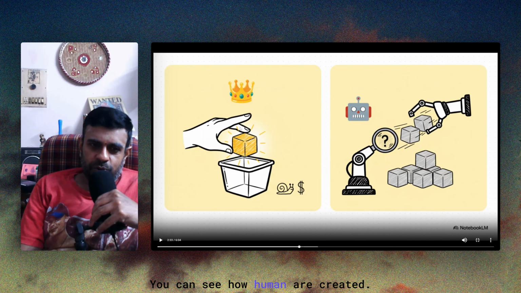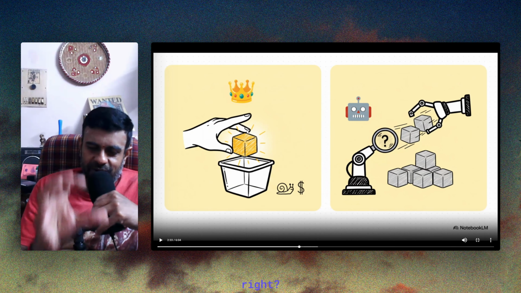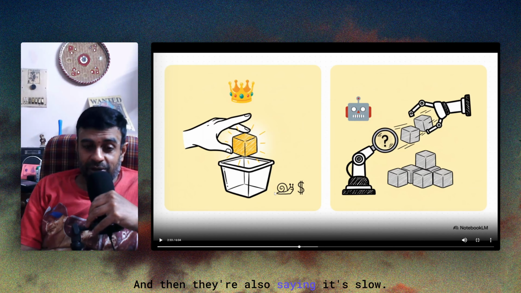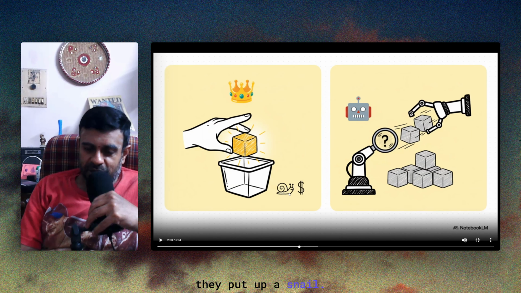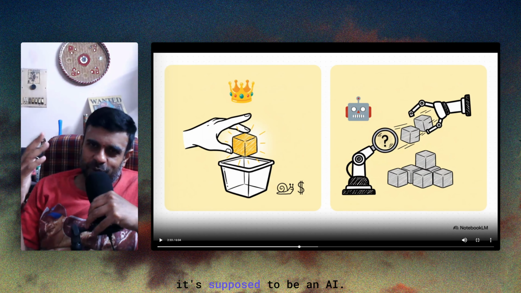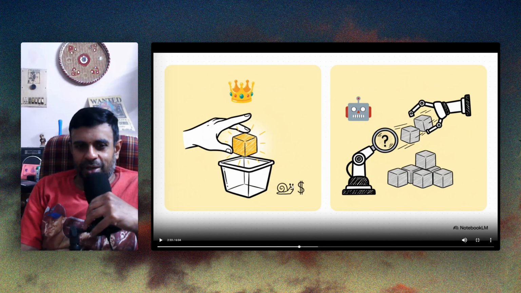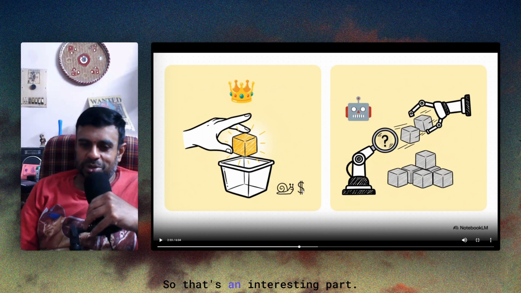And you can see how humans are creating these golden data sets with this hand, right? Which implies there's a human involved. And then they're also saying it's slow. They put up a snail. I would say it's supposed to be an AI, so the AI put up a snail here to indicate it's slow. And then it's also expensive, so there's also a dollar sign here, right? So it's an interesting part.